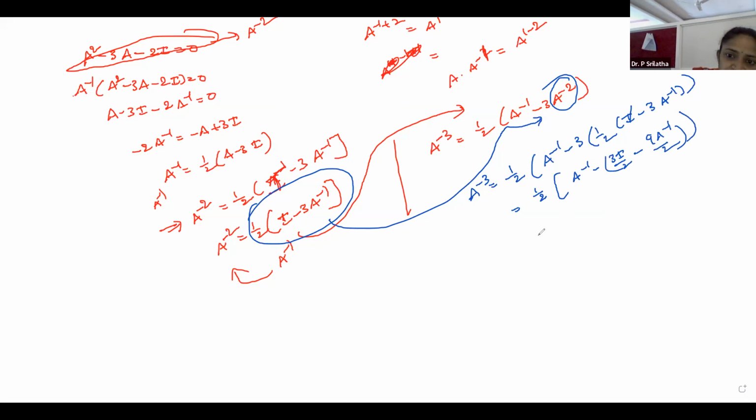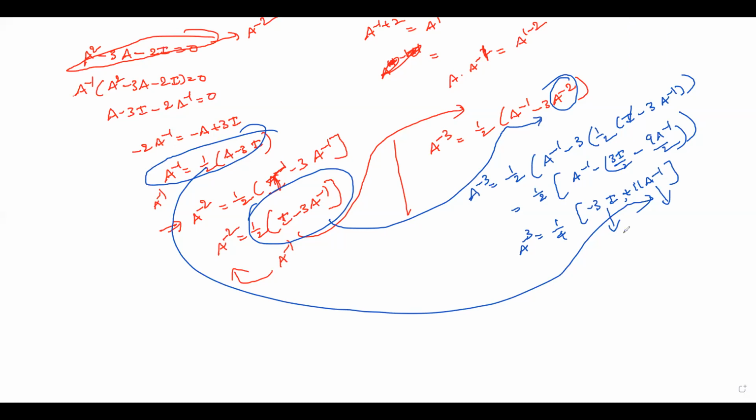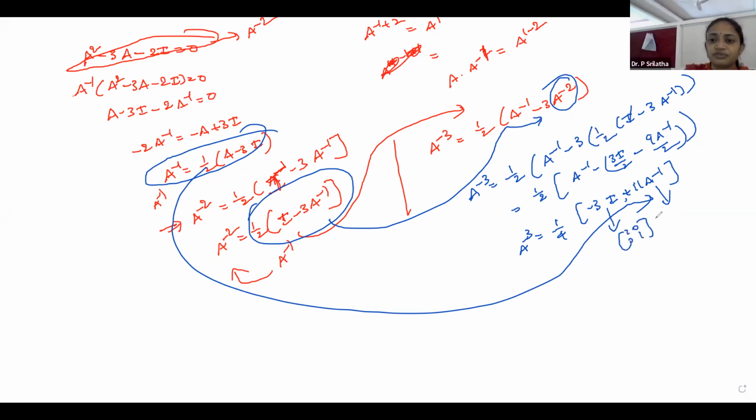We can simplify further. After simplification, this is 1 by 4 into minus 3I plus 11a inverse, isn't it? For a power minus 3, first of all you need to calculate a inverse by using this one. Then substitute the a inverse value here. And what about I? This is a 2 by 2 matrix, so it is 1 0 0 1. So what is the a inverse? Anyone?